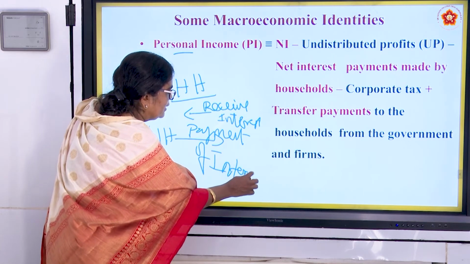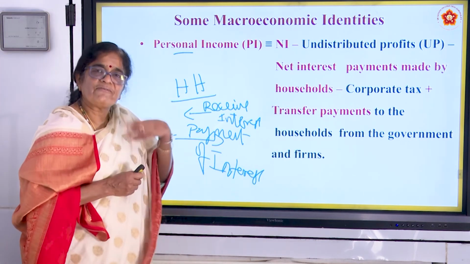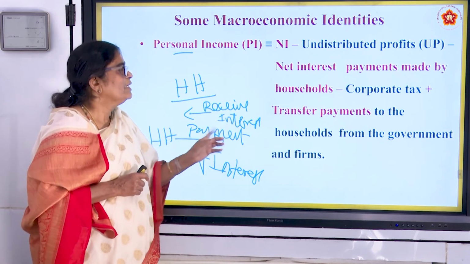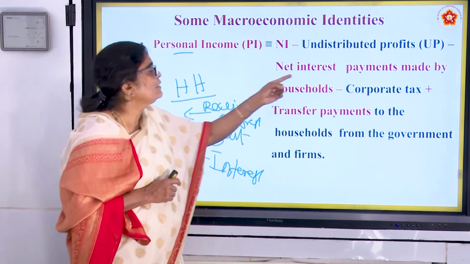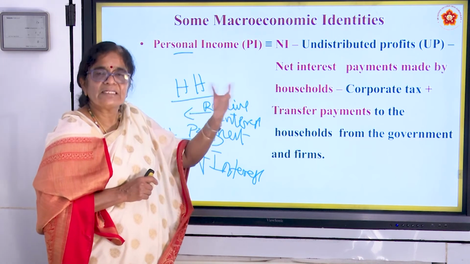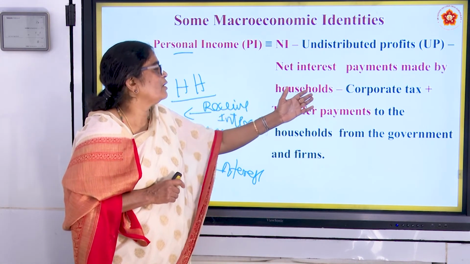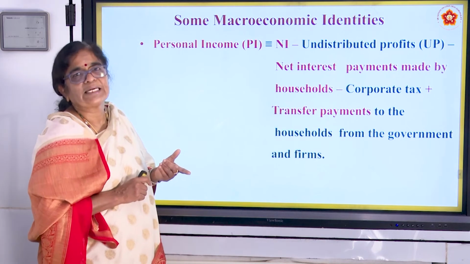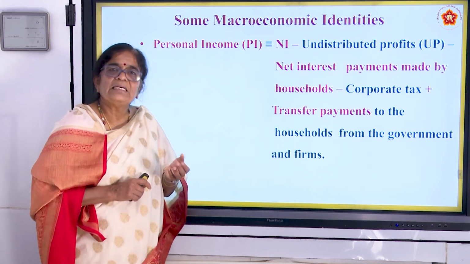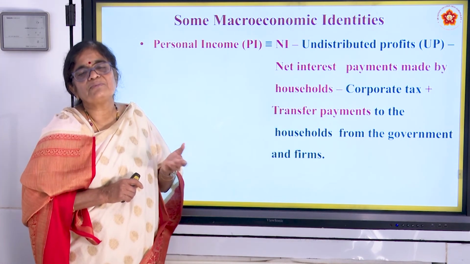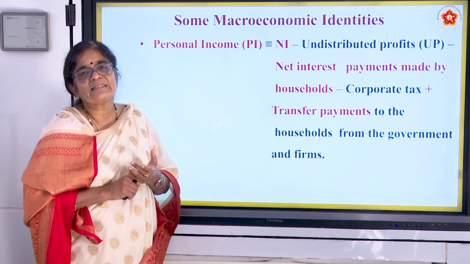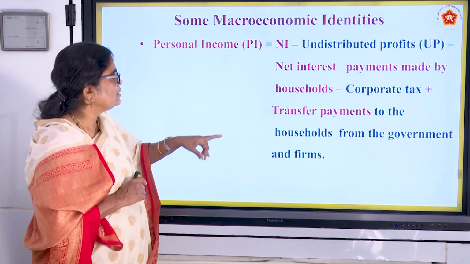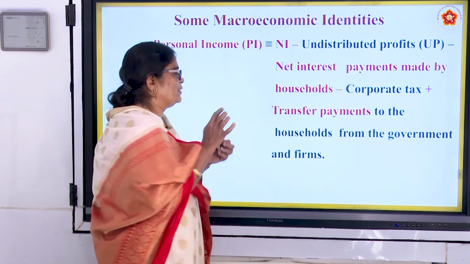On the other hand, if they have advanced some loans to the firm or entrepreneurs, what will they do? They will receive the interest. That is what you call net interest payment: received minus paid. Net interest payment of the household, minus corporate tax. What is corporate tax? The corporate tax is imposed on the earnings of the firms or entrepreneurs. Corporate tax, plus transfer payments.